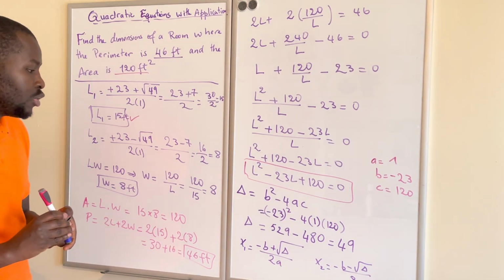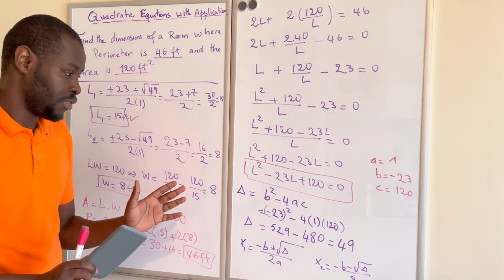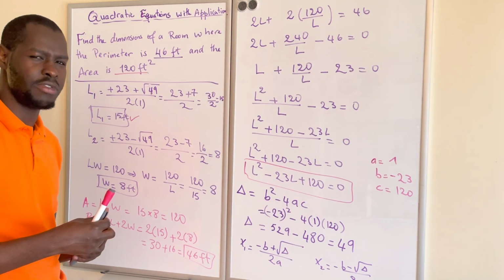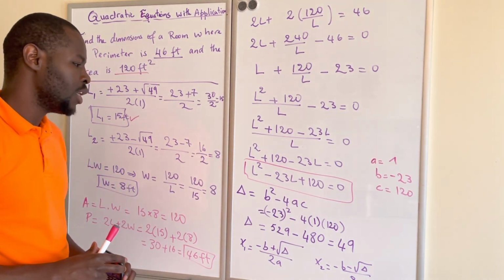So, that's it to it. Again, like I said, there are other methods that are much faster, called the factorization method. I'll probably cover it in the next videos also, but delta is always the safest route to take.